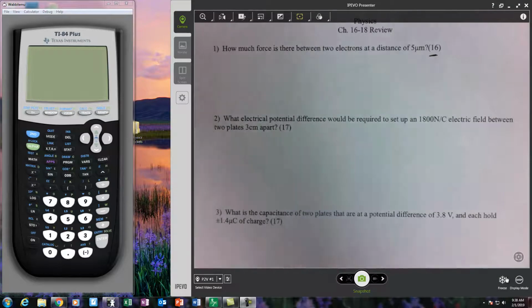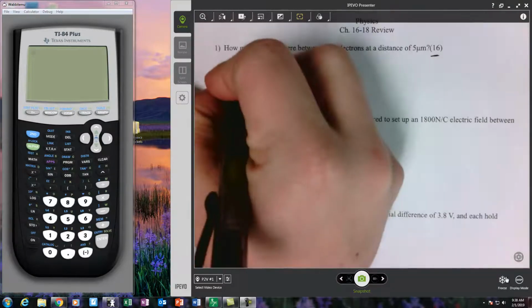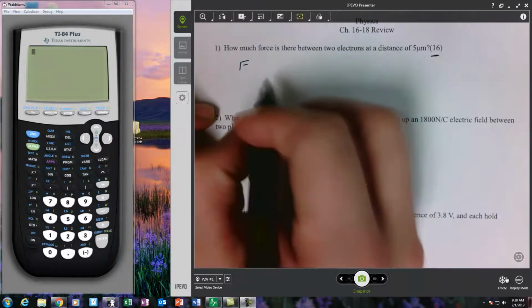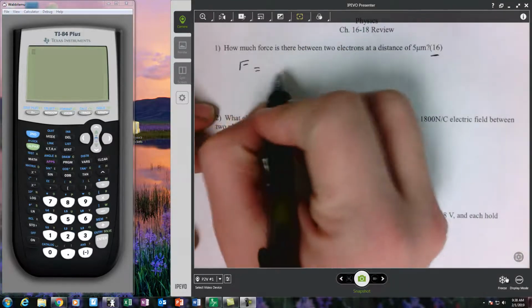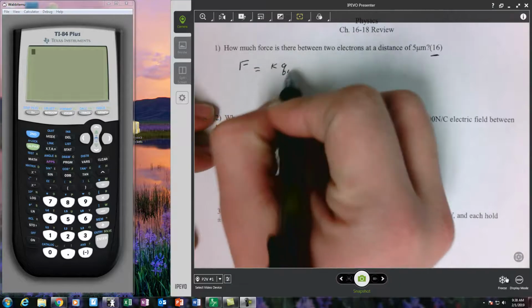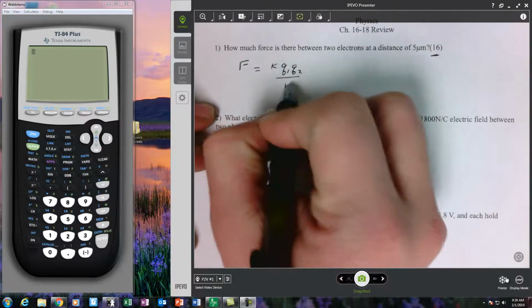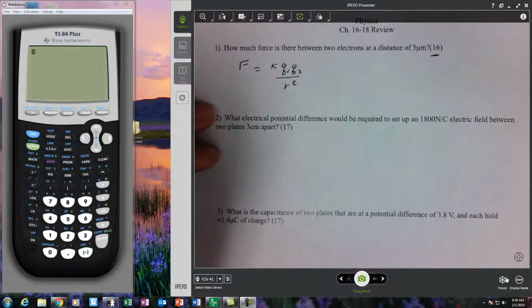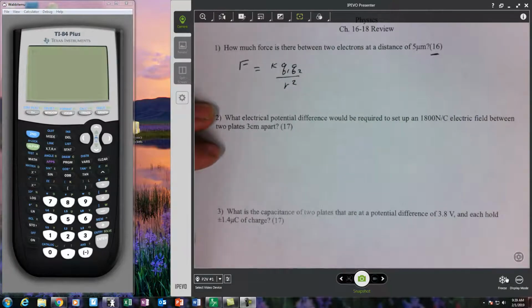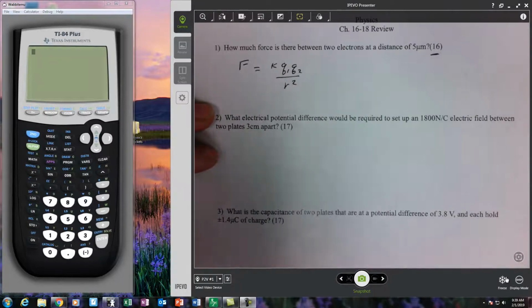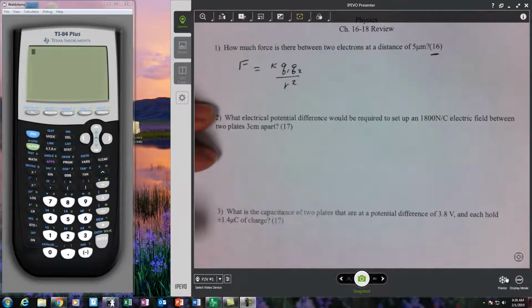So we talk about force between two charges. We're talking about Coulomb's Law, which of course is F equals K Q1 Q2 over R squared. And so as we look at this formula, we know that K is 8.988 E positive 9, that's always the same. Our charges, those Q's, they're both electrons, so they're both going to be negative 1.602 E negative 19. And of course the radius is the distance between them, which is our 5 micrometers, and that needs to be squared as well.